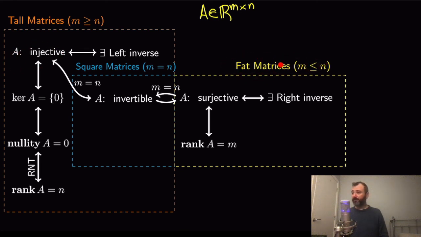If I have a fat matrix, maybe it can be surjective. When is my fat matrix surjective? If the rank of A is equal to the number of rows. And if my matrix is square, then it might be invertible. When is my square matrix invertible? I can check for surjectivity, I can check for injectivity. Either way is fine. I have written here about the left inverse and the right inverse.